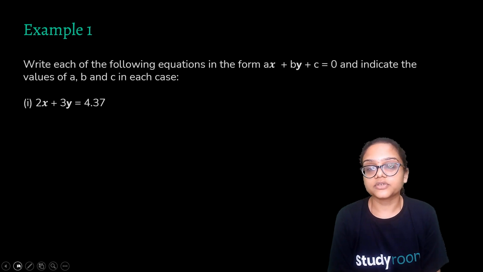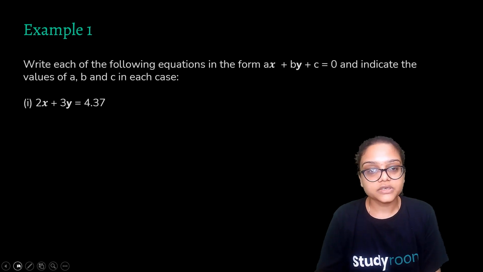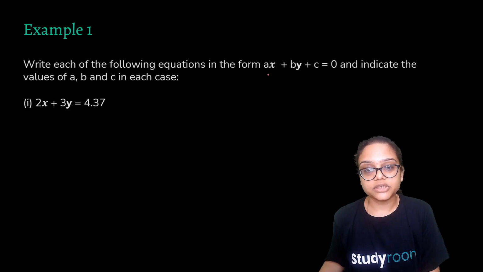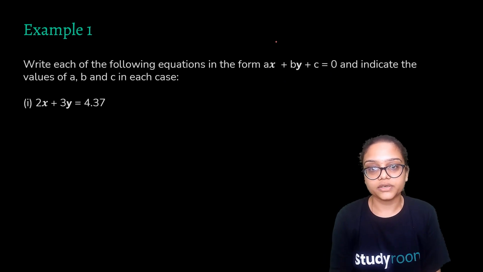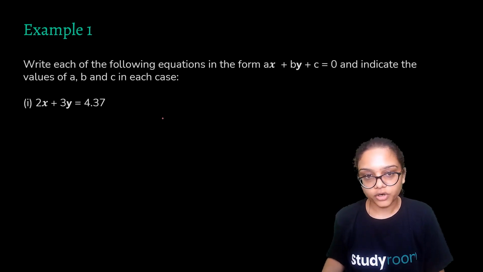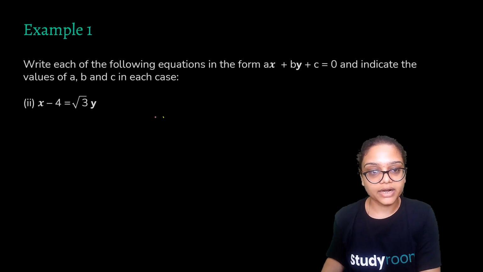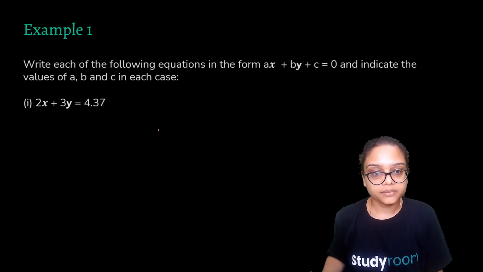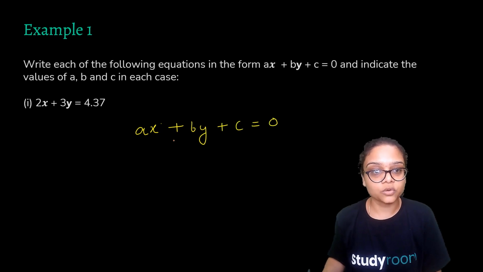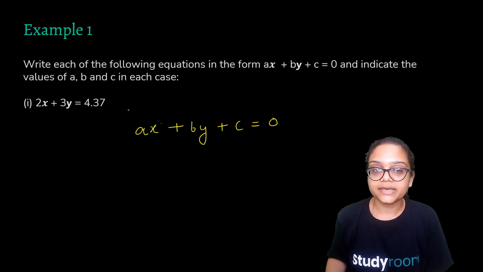Now, write each of the following equations in the form of ax plus by plus c and indicate a, b, c. The first question is very easy. The form is already given to you, you just need to change it to this form. Firstly, keep comparing with this. I'll write ax plus by plus c equals 0, and just below that, put everything on one side and 0 on the other side.